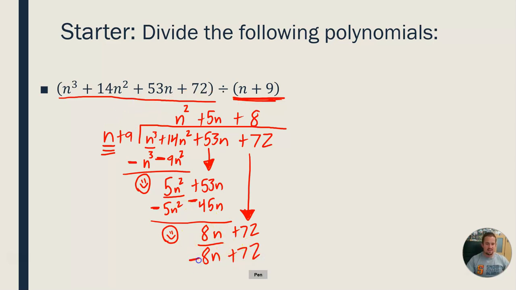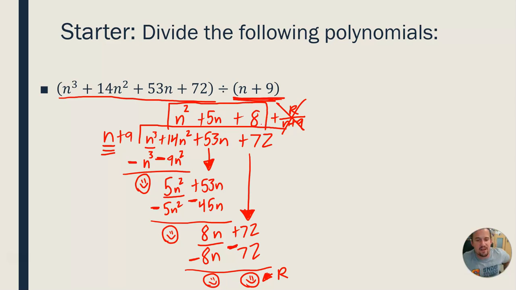When I subtract these two polynomials, both of these terms are going to change to negatives. 8n minus 8n is 0. I like that. And 72 minus 72 is also 0. I like that even more. If I would have gotten a number here, that would be my remainder, and I would have to add that remainder at the very end, divided by my original divisor, n plus 9. But in this case, this is my final answer, n squared plus 5n plus 8.